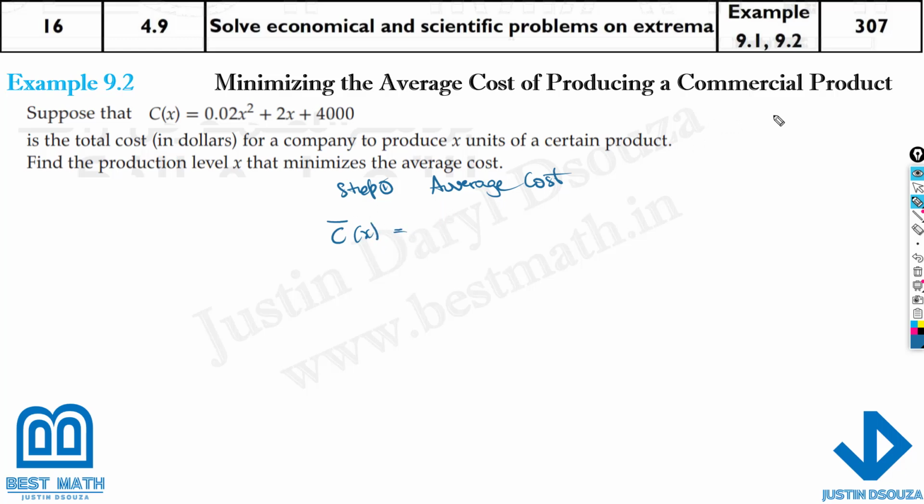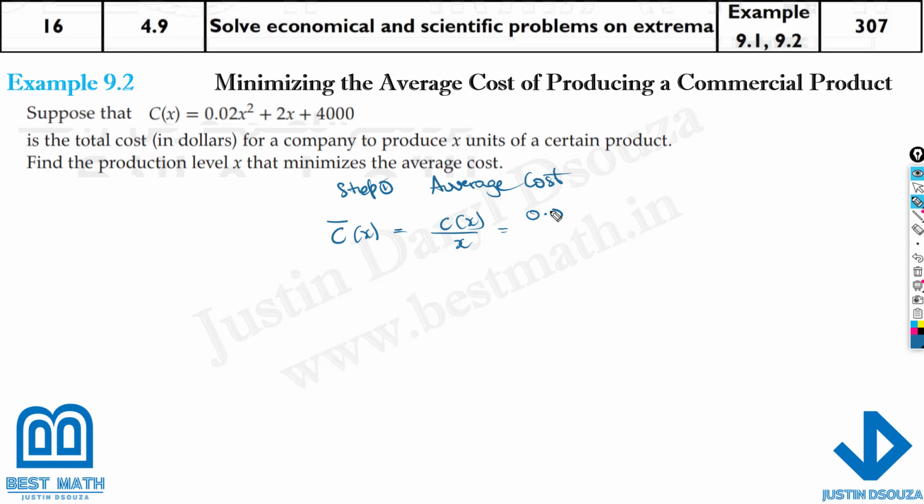See, the cost of 10 cakes is 100 dirhams. There are a total of 10 cakes, right? N is 10 cakes, 100 dirhams. What is the average cost? You divide it by N, that is 10. Here it will be 10 dirhams. That's the average cost. In the same way, to find the average cost of this particular function when they produce X units, it is just C of X divided by X.